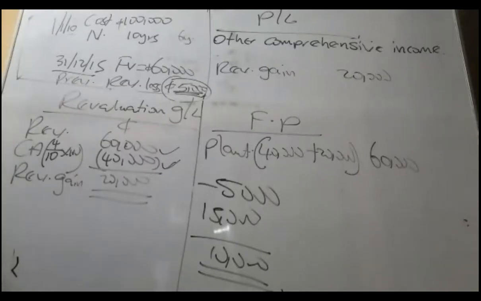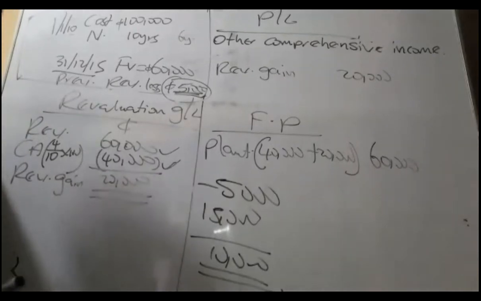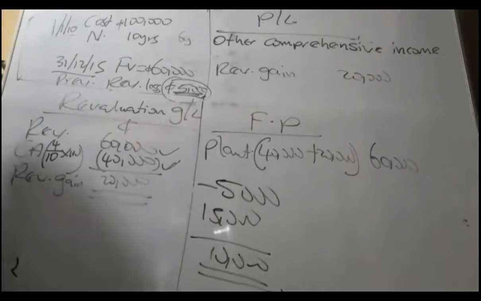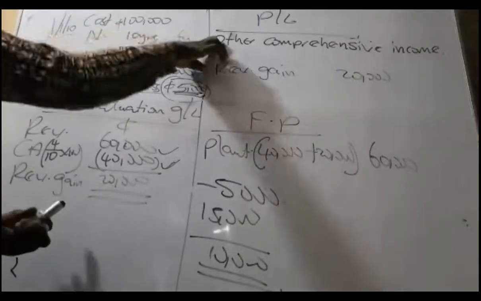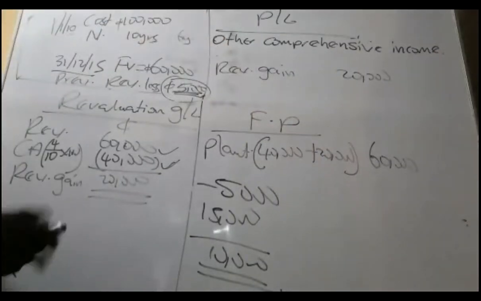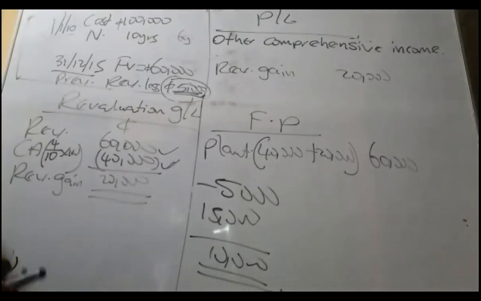So the question is, this 5,000 is sitting in the P&L within the operating expenses. So we have to go there and reverse it. Now, you know, there's a difference between other comprehensive income and P&L. This is an adjustment to the P&L. The latter part of the profit and loss is the other comprehensive income. So you go to the other comprehensive income.